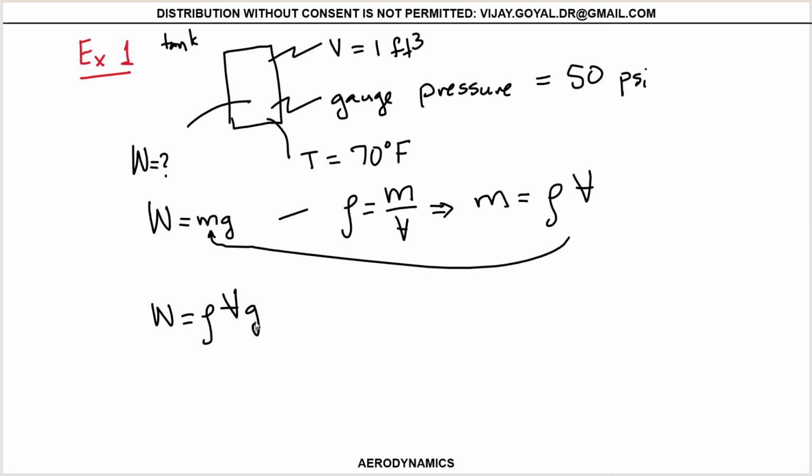Now, in the problem, I know my volume, which is given here. I know my G. We know what G is. G is 32 feet per second squared. But I don't know what my rho is. So we need to find the rho.